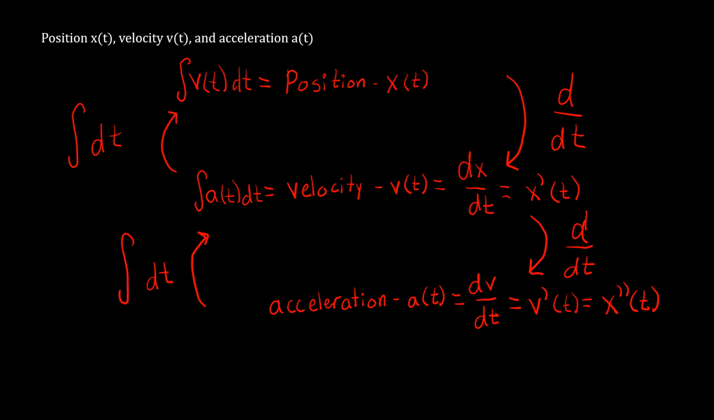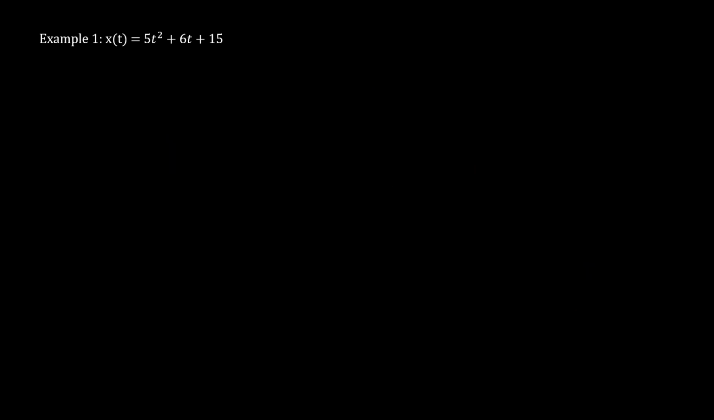All right, so now let's go through a couple examples. The first example is: you're given a position, x of t, and you're told to find the velocity v of t and acceleration a of t. So the velocity v of t equals dx/dt, as we showed on the previous slide.